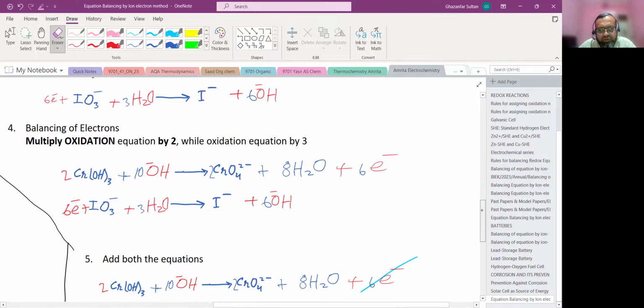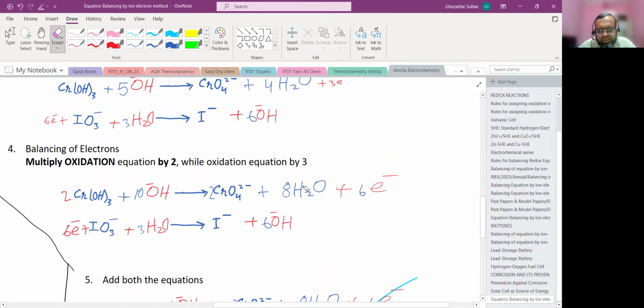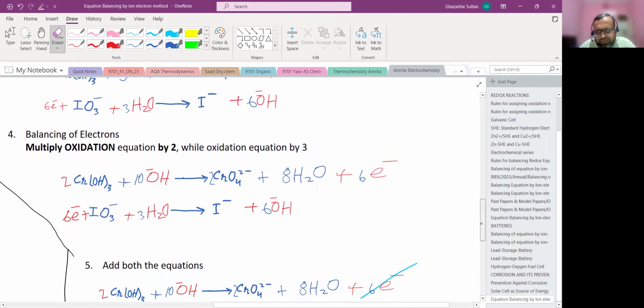Now finally, we balance the electrons by multiplying the oxidation equation by 2. So it becomes 2 chromium hydroxide plus 2 multiplied by 5, 10 hydroxide ions, 2 chromates, 4 multiplied by 2, 8 water molecules, and 2 multiplied by 3, 6 electrons. And no need to multiply the reduction equation, it is as it is written.